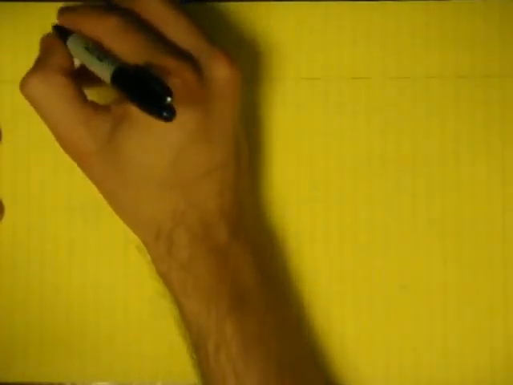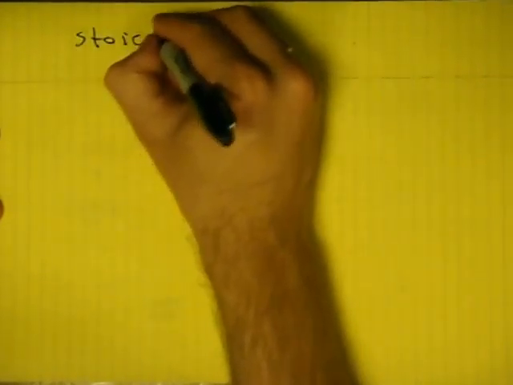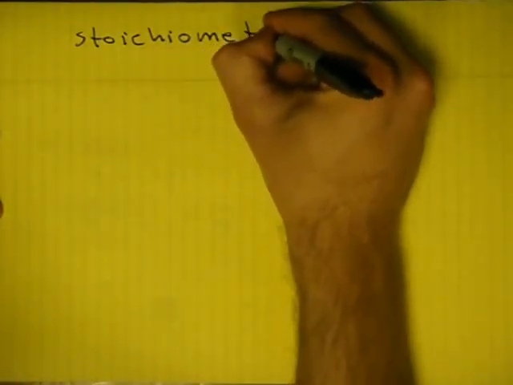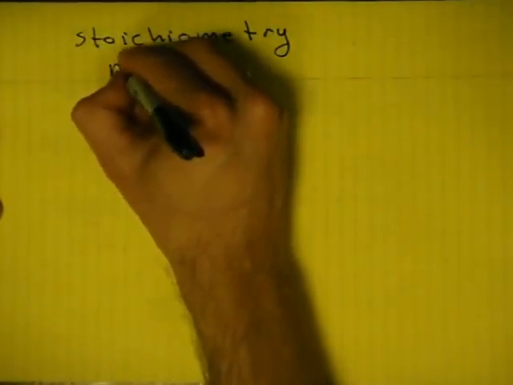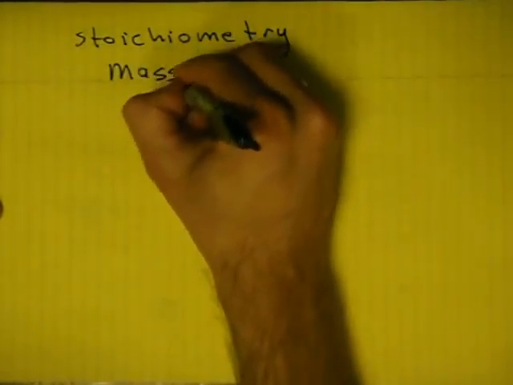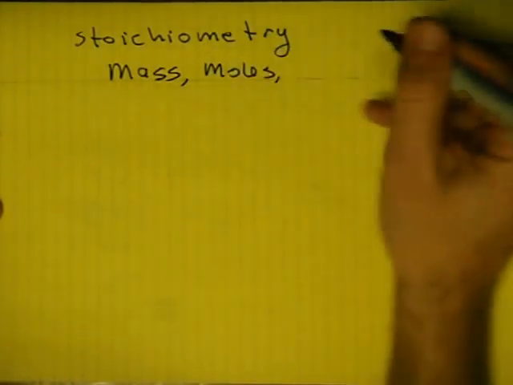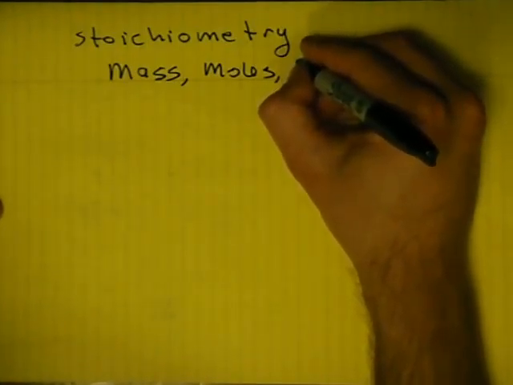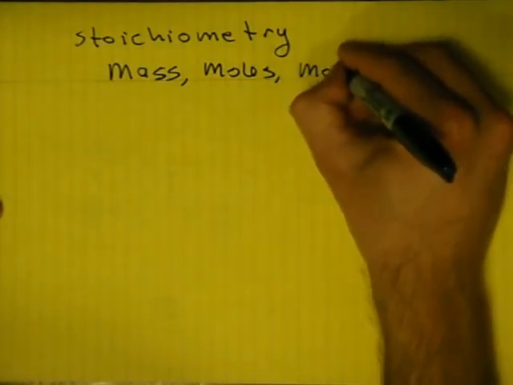Okay, so now we're going to start talking about where we actually use stoichiometry. And where we do it are with mass, moles, and molecules. This will be our starting point. We'll actually find that we use it with more, but this will be a good starting point. Mass, moles, and molecules.